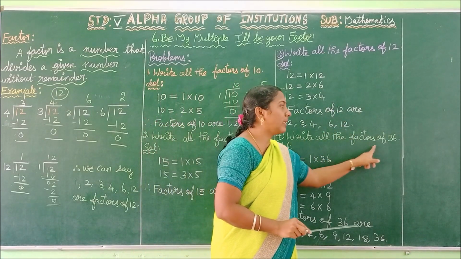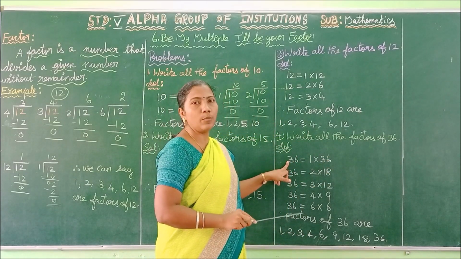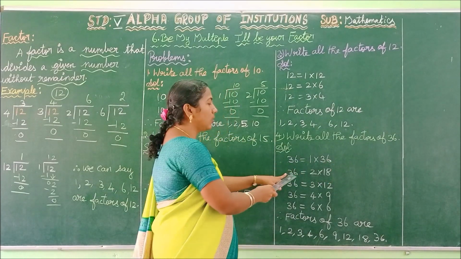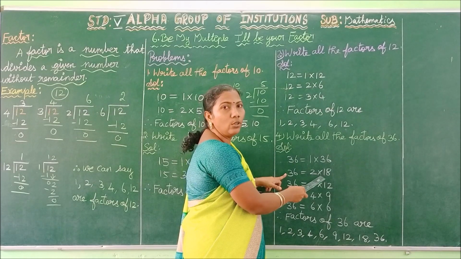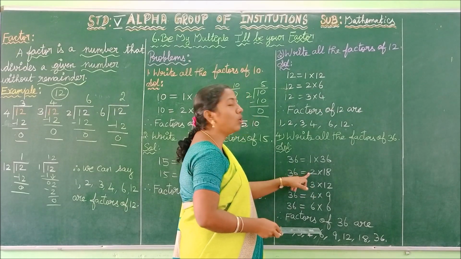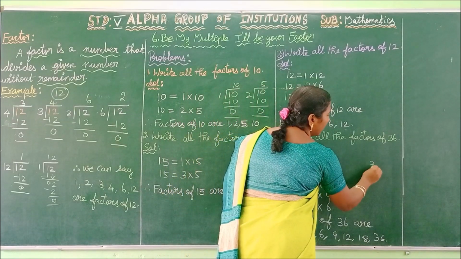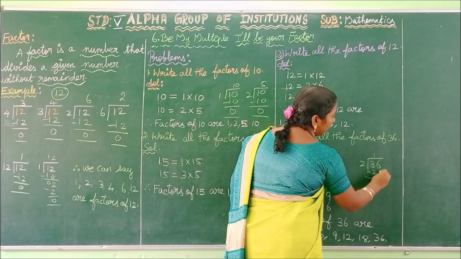See the fourth sum. Write all the factors of 36. First step, you have to write 36 as the multiple of 1. That is 1 into 36. 36 also comes in the 2 table. So how can you write the multiple of 2? 2 into 18. Suppose you don't know how to write it as a multiple of 2, you can easily divide 36 by 2. You will find the quotient. So write it as its multiple.